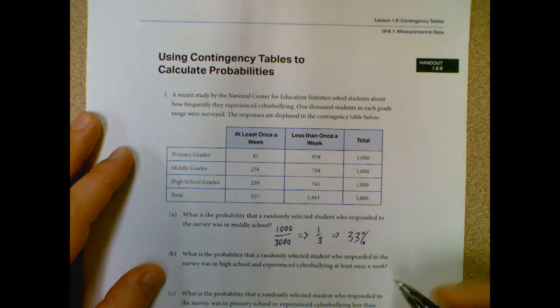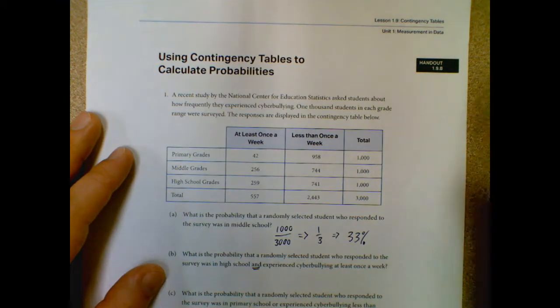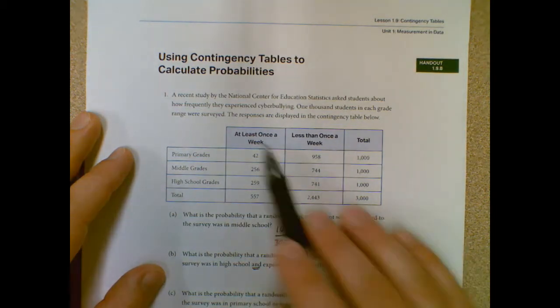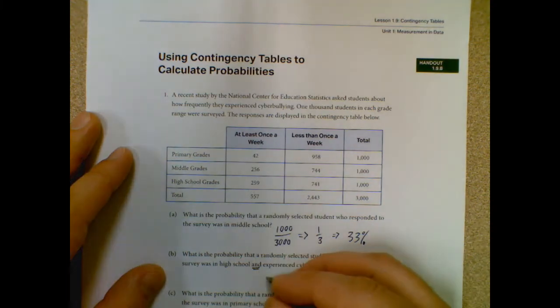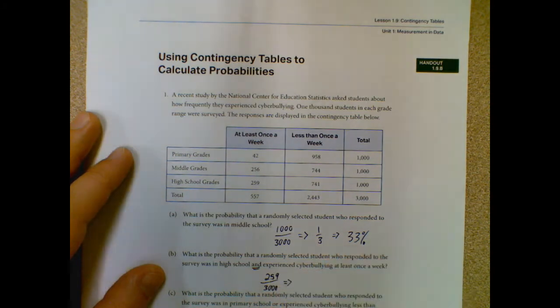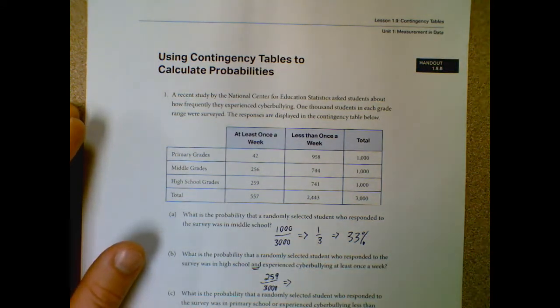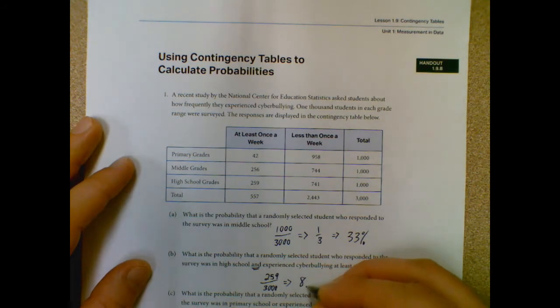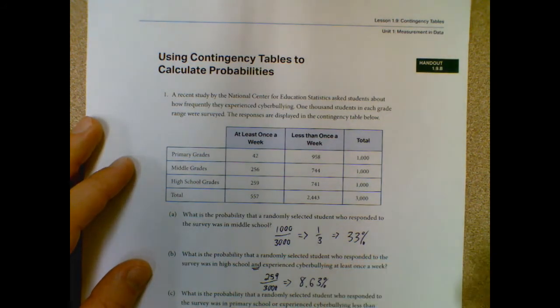What's the probability that a randomly selected student who responded to the survey was in high school and experienced cyberbullying at least once a week? That "and" is important because it means we're not using the totals anymore. We need to figure out how many are in high school and experience cyberbullying at least once a week. So that's this one. There's 259 here, but it's still off the entire survey, so of 3,000. We'll divide that quickly, and we get approximately 8.63%.